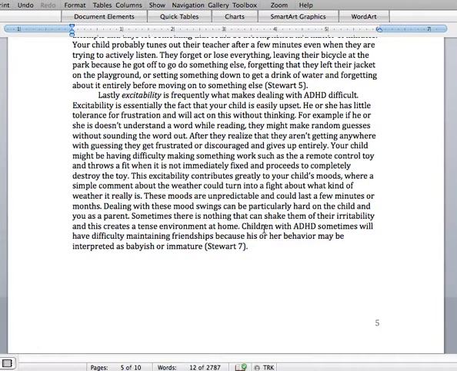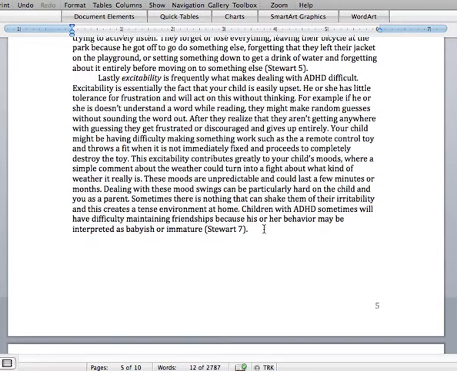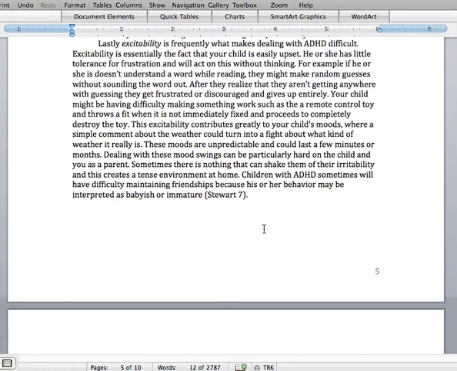Or something doesn't work, they get really worked up about it and throw a fit and either break it, throw it across the room, something like that. This excitability will contribute greatly to your child's moods, where a simple comment about the weather or good morning could turn into whether or not it's really a good morning or what the weather is actually like.